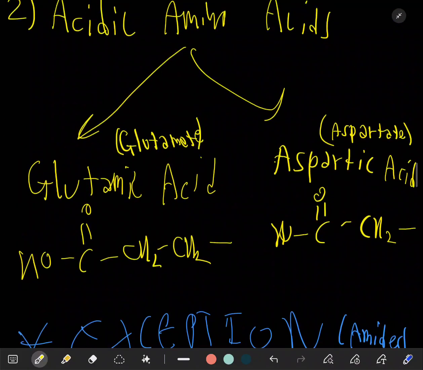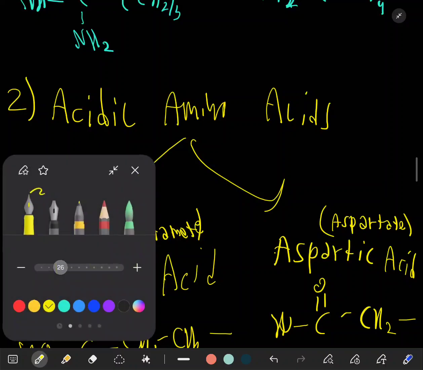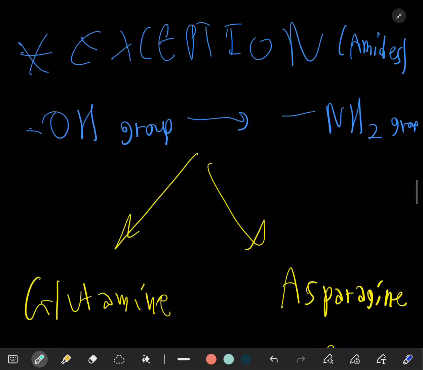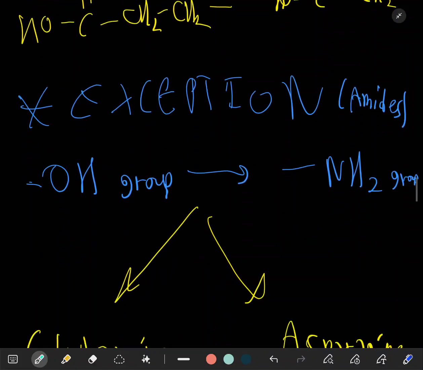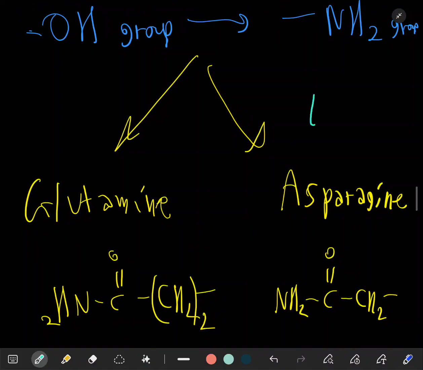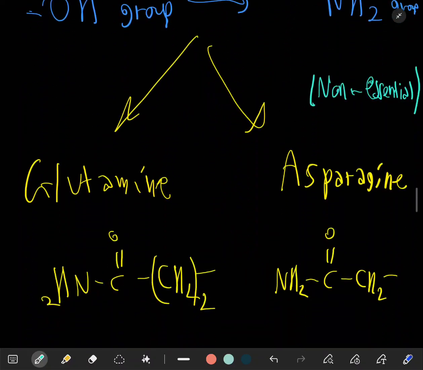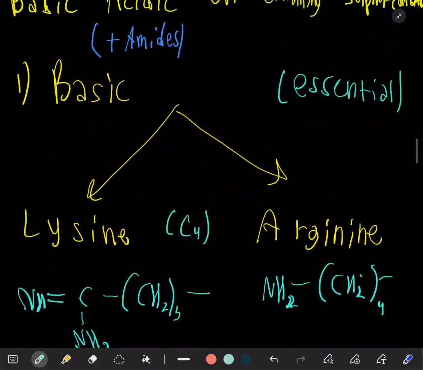Now see, the acidic amino acids are all non-essential. You have to keep this in mind, because the basic are essential, so acidic are non-essential. And in the same way, the amides, the exception, are also non-essential, since the upper ones are non-essential. Our body can make these out of the existing ones we get from a diet. So this is the acidic amino acids.